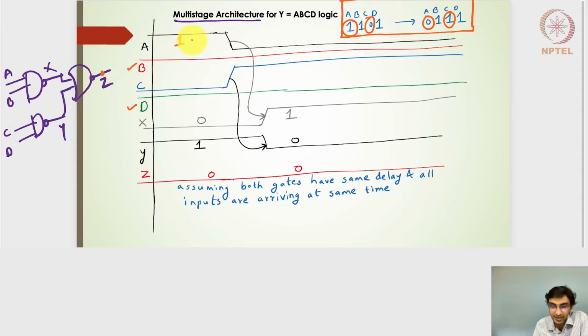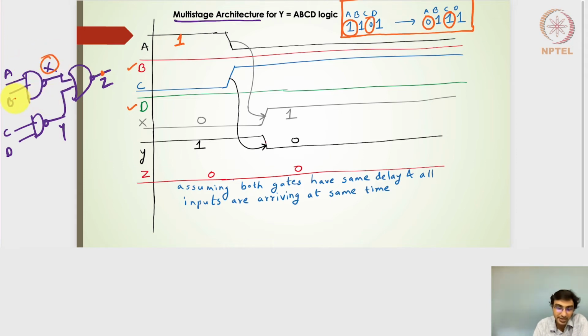So when the transition of A happens from 1 to 0, at the same time C also does the transition. Let's take a very ideal case and try to identify what happens. Let's try to accommodate these input transitions into our multi-stage architecture as well as the chain architecture, and try to evaluate the final output expression. So B and D remain 1 and A and C are doing the transitions.